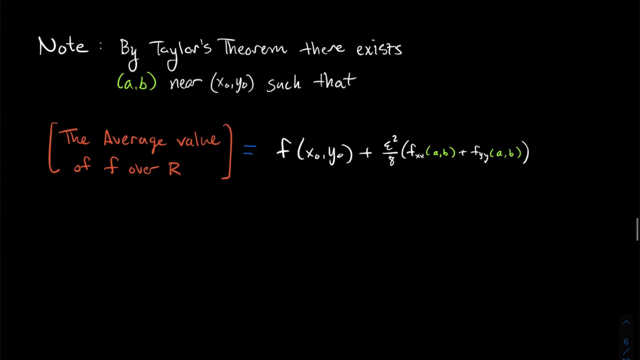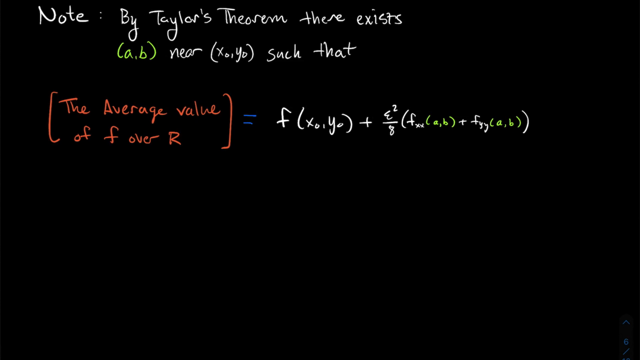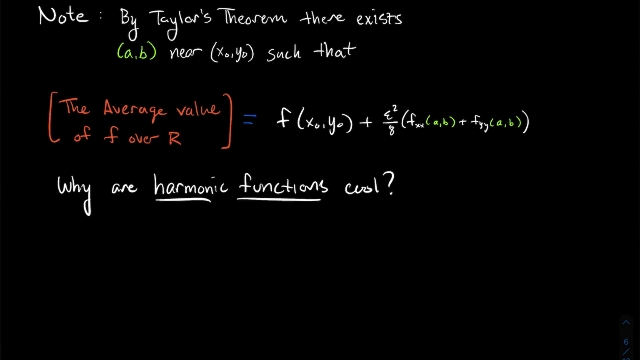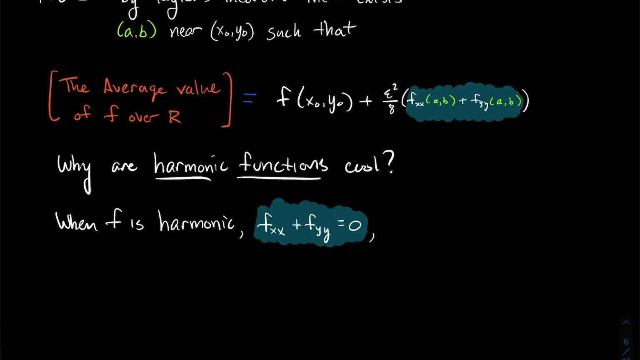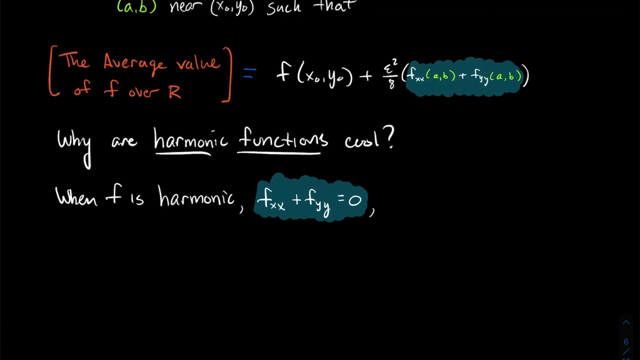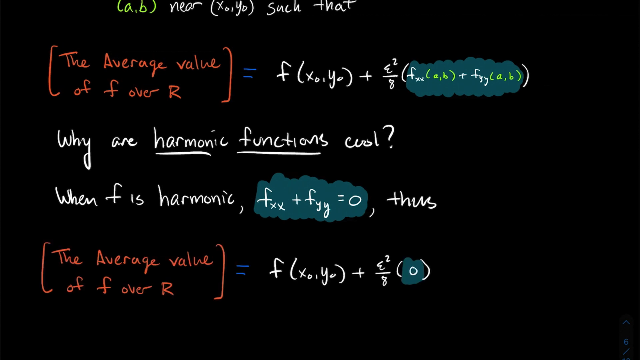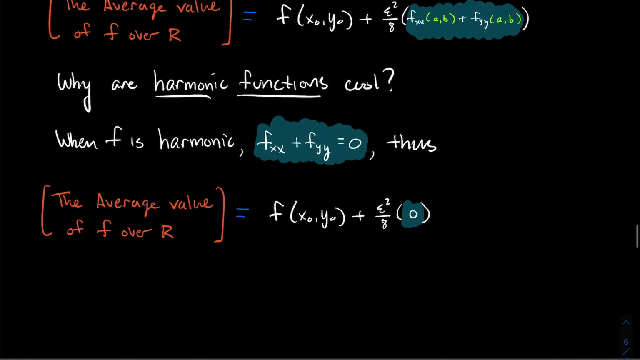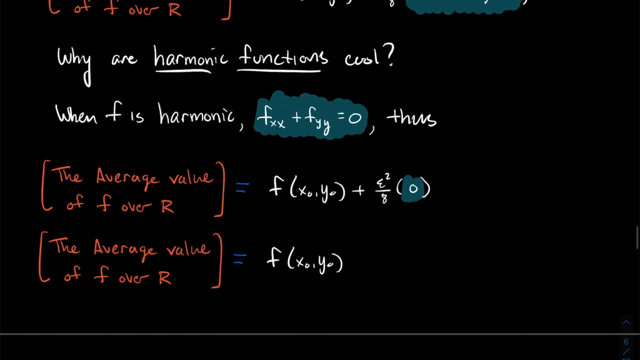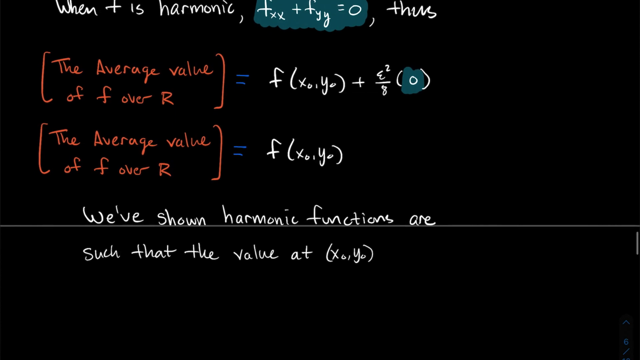And now, what do we know about second partial derivatives and a function? Harmonic functions are cool because a harmonic function satisfies Laplace's equation. In other words, the sum of the second partials, no matter what point you plug in, is 0. Well, let's take a look at this formula that I have for the average value of my function. Up to this point I have not assumed f is harmonic, but now let's look at what you can say when f is harmonic. You can put a 0 there. And what do you get? The average value of your function is just equal to the value at the center. And so this is why harmonic functions are cool.